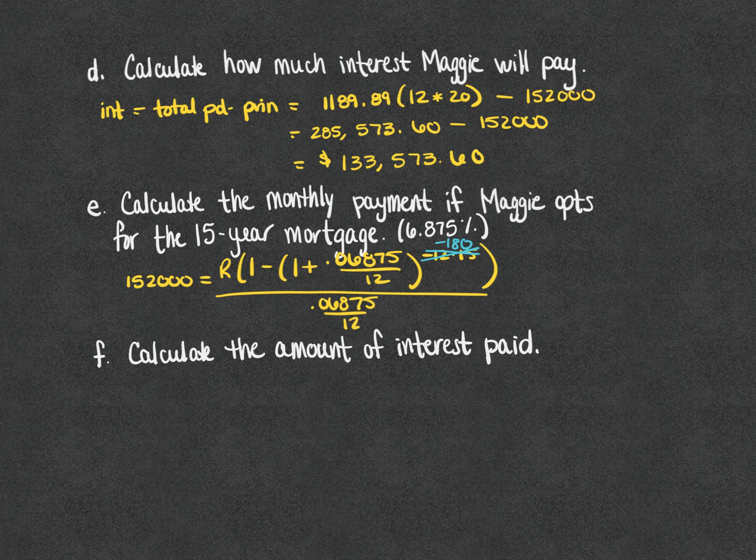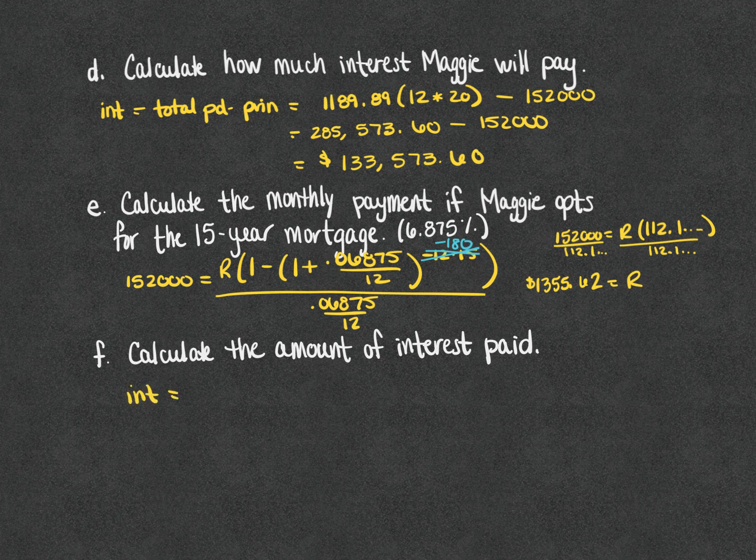The number that we get, again, on the right-hand side that is being multiplied by R is 112.1 with a bunch of extra digits. Dividing both sides by that number, unrounded, gives us a regular monthly payment of $1,355.62. For the amount of interest paid this time, again, exact same calculation that we've done.